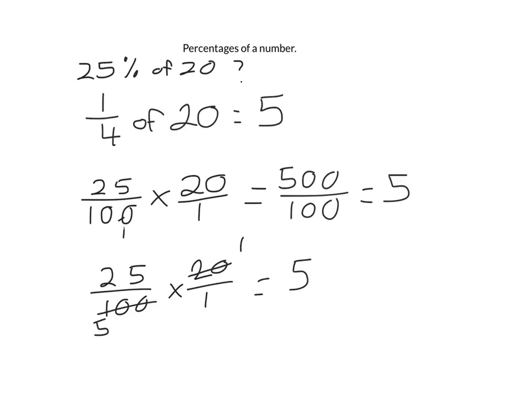And of course, another way of doing it is to change your percentage to a decimal. 25 hundredths as a decimal is 0.25 times 20, which will give me the whole number 5. So there's lots of ways of doing it. You just have to choose which one suits you the best.